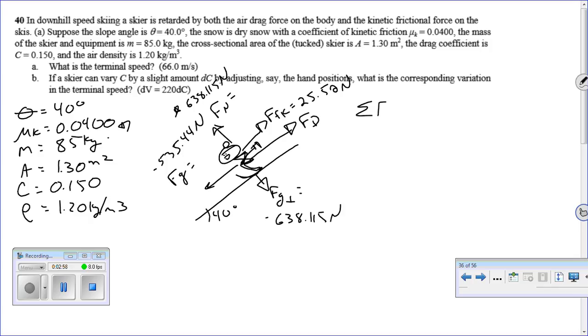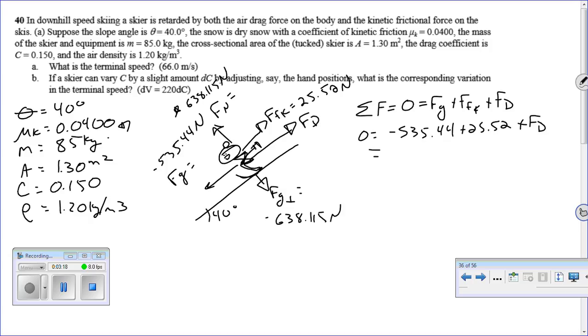So our net force is 0, which means that my force of gravity plus my force of kinetic friction plus my drag force have to cancel out. So you get 0 equals negative 535.44 plus 25.52 plus drag force, and solve it. And that drag force ends up being really close to 510 newtons.